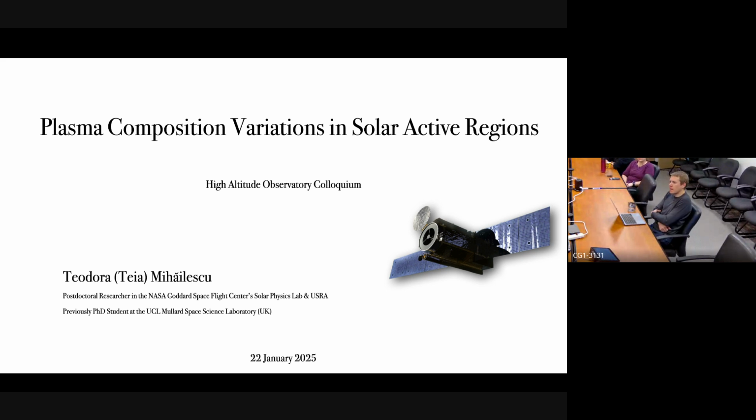I mainly work with spectroscopic observations of plasma composition variations in the solar corona with Solar Orbiter SPICE and Hinode EIS. But in this particular talk, I'm mainly going to talk about my work using Hinode EIS data to look at plasma composition variations on large scales and smaller scales in active regions.